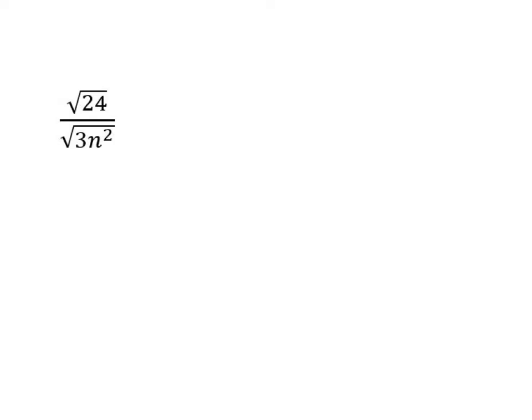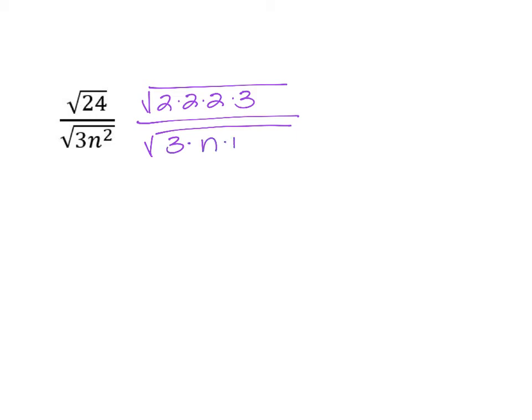All right, here's another. Let's go ahead and stretch it out. Prime factorization of 24 would be 2 times 2 times 2 times, 2 times 2 is 4, times 2 is 8, times 3. And then in the denominator, we would have 3 times n times n. So the only thing I see that I can cancel out from numerator and denominator are the 3's.